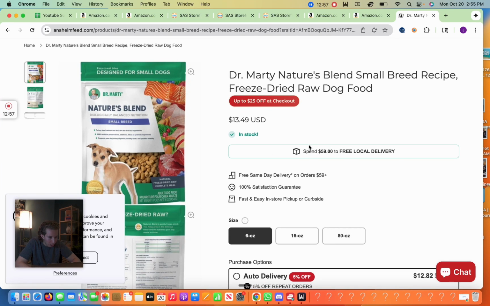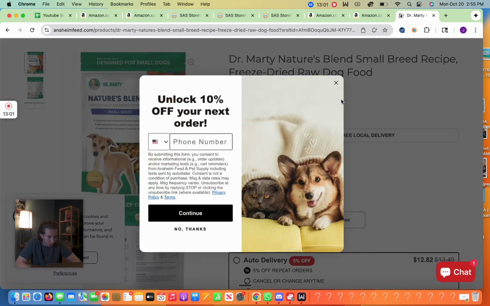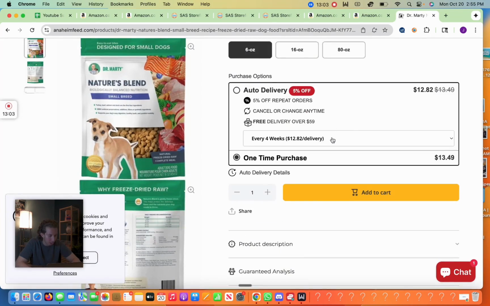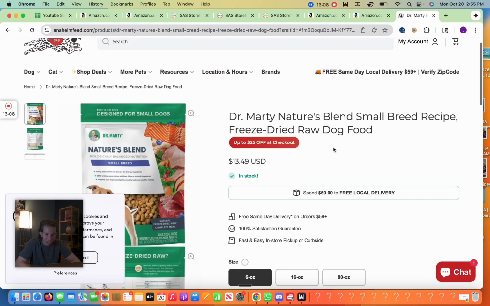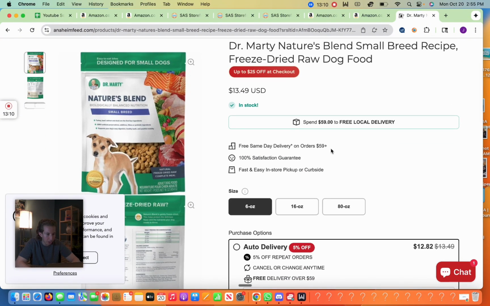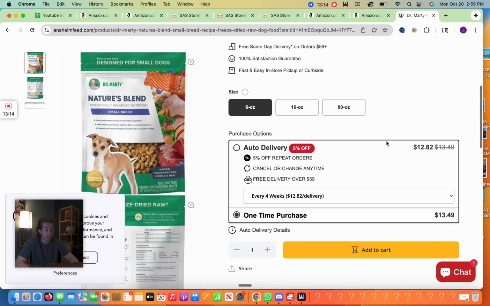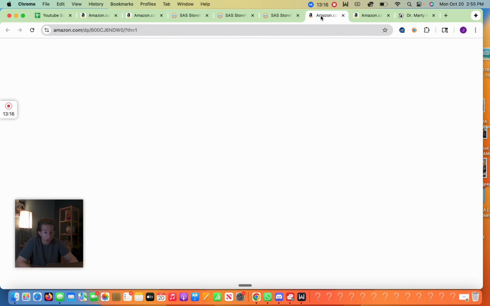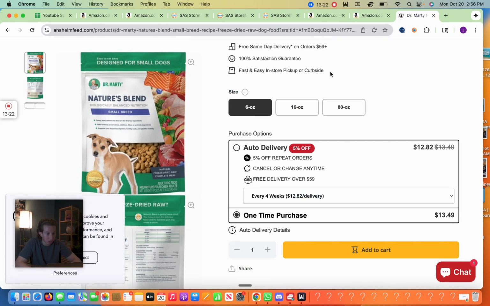All right, so free local delivery, free same-day delivery. I can't tell if this supplier is shipping or if they just pick up. I don't know. It looks like pickup, but it's good because it's $12.82 on auto delivery. And I don't know the supplier to see if we can buy in bulk, but that's pretty good, I mean, that's 20% ROI. We're getting closer and closer to 30% ROI.